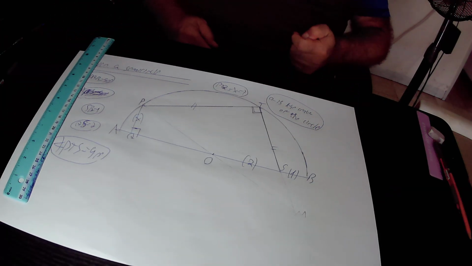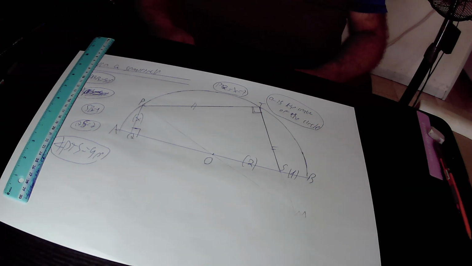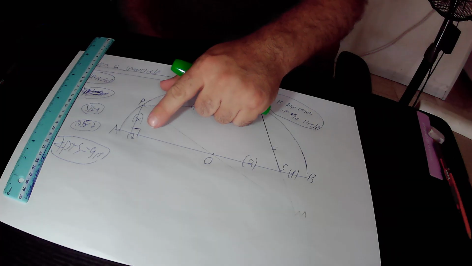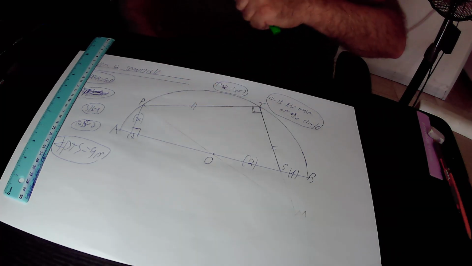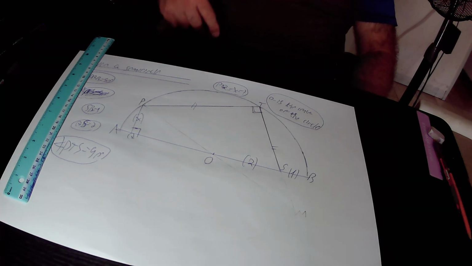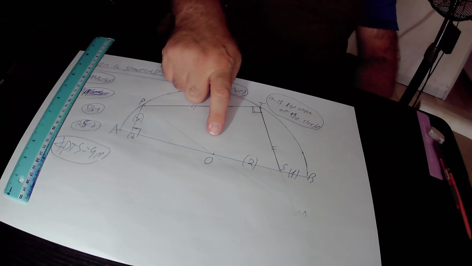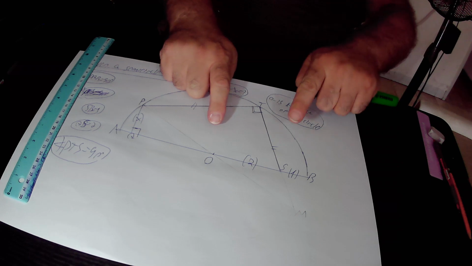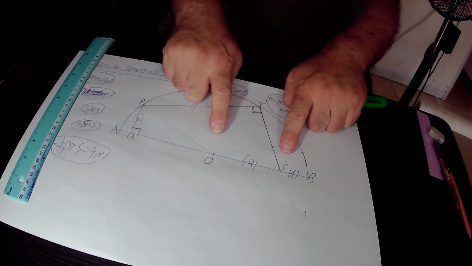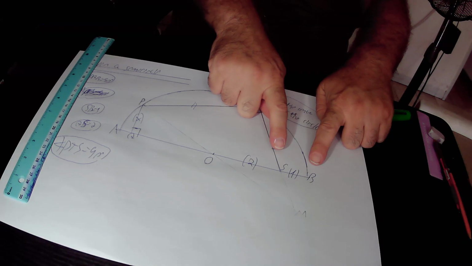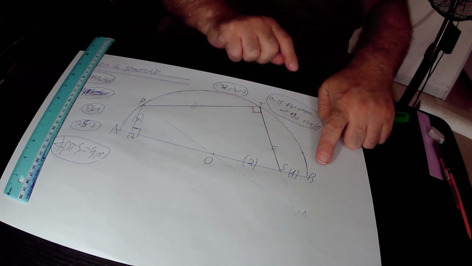In the second question, our task is to find out the length of this short line segment PQ that is equal to x. We have to find out the value of x. In the drawing, we have a semicircle. This is point O, the center of this semicircle. This is line segment OS, which is 2 units in length. This is line segment SB, which is 1 unit in length.